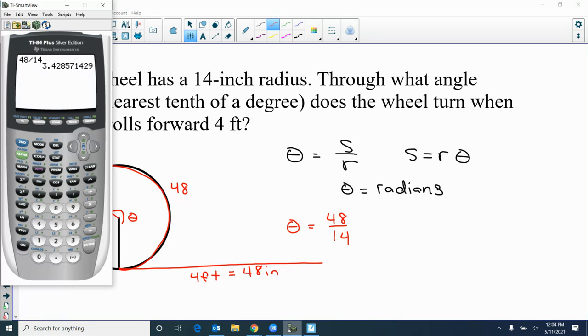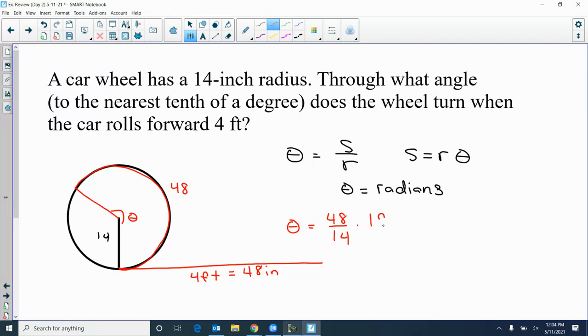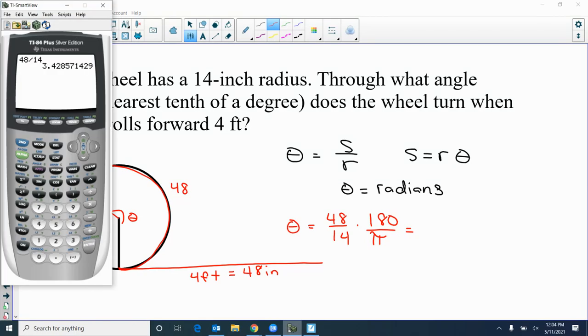But that's not degrees, it's what? Radians. How do you find the degrees? What do we multiply by? 180 over pi. So take that times 180 over pi. And let's see what we got here. So times 180 divided by pi. 196.4 degrees.